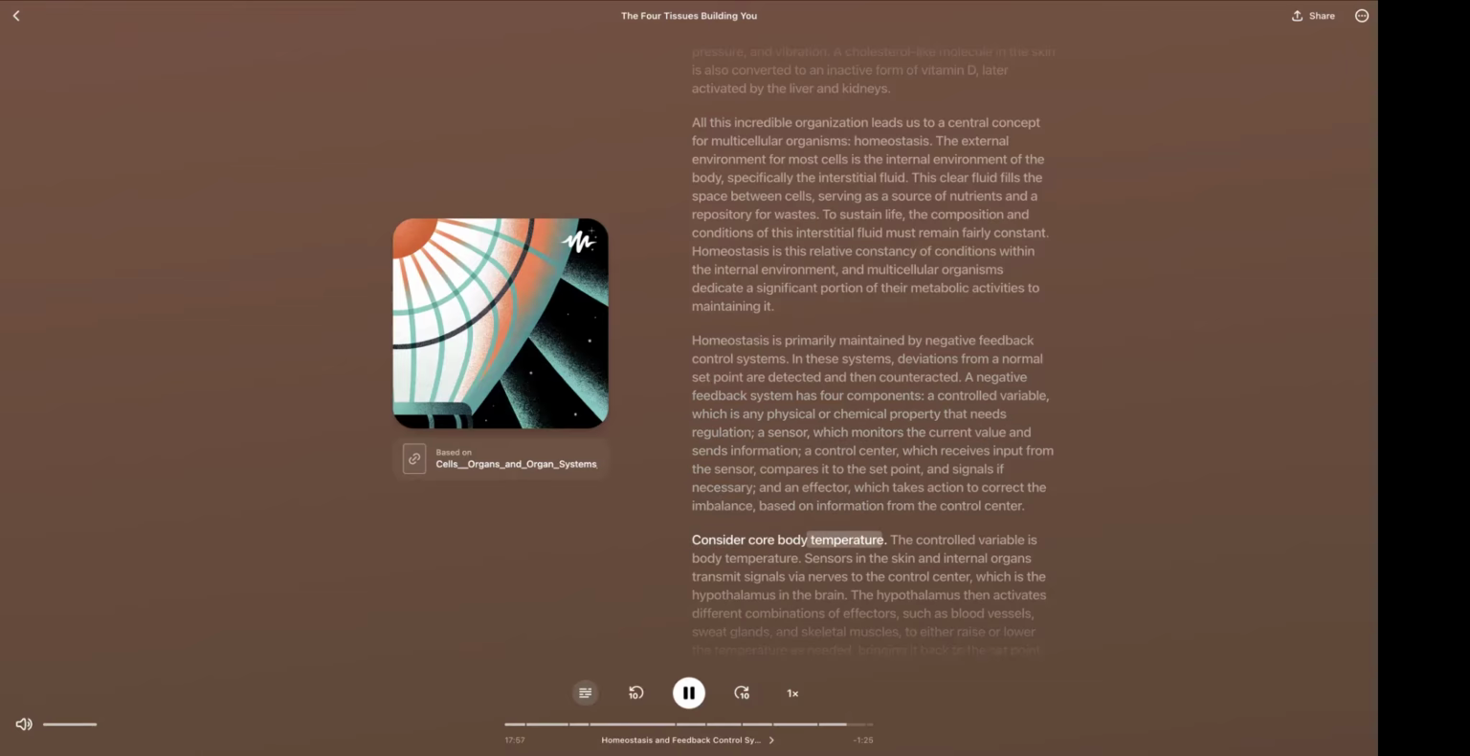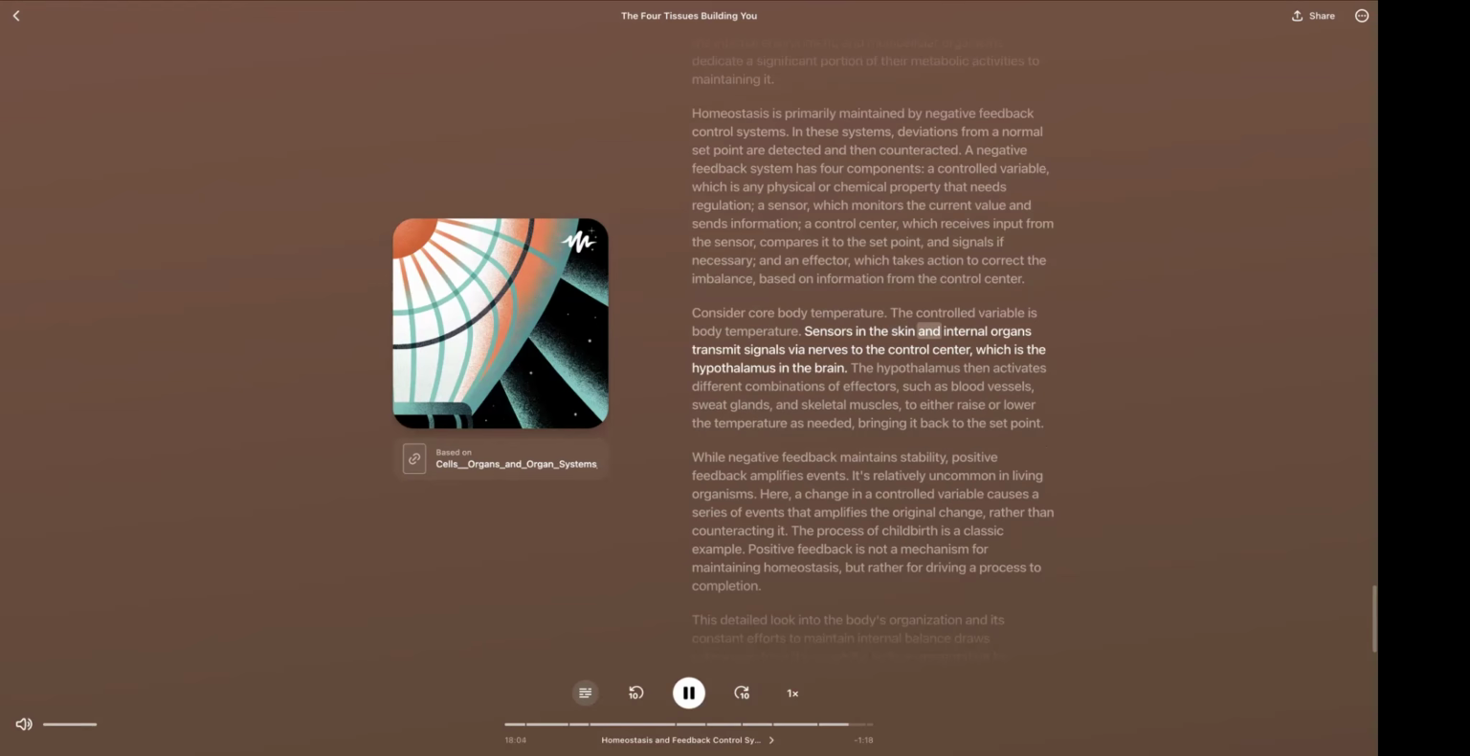Consider core body temperature. The controlled variable is body temperature. Sensors in the skin and internal organs transmit signals via nerves to the control center, which is the hypothalamus in the brain. The hypothalamus then activates different combinations of effectors, such as blood vessels, sweat glands, and skeletal muscles, to either raise or lower the temperature as needed, bringing it back to the set point.